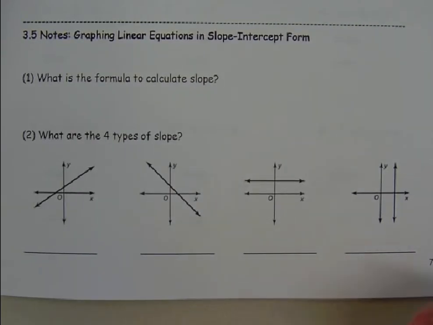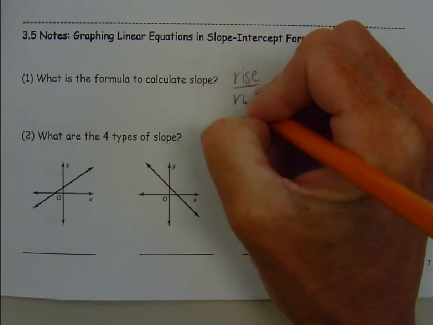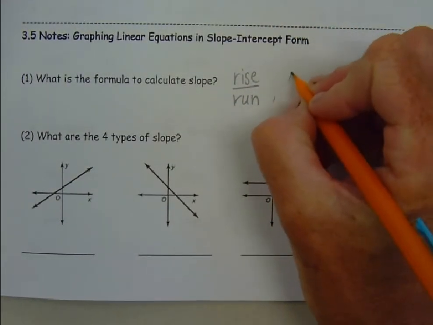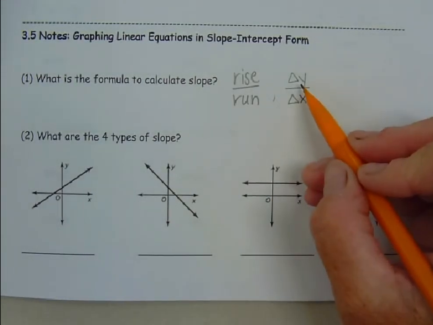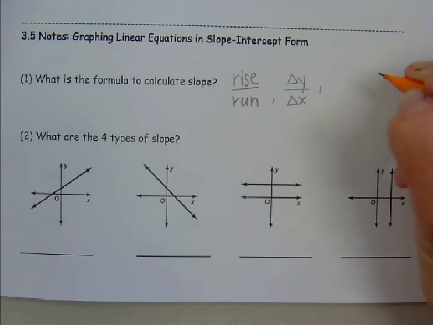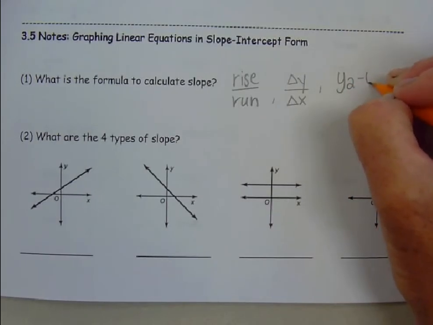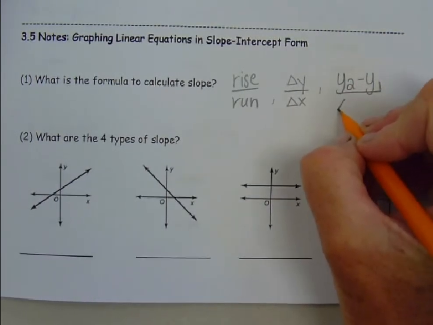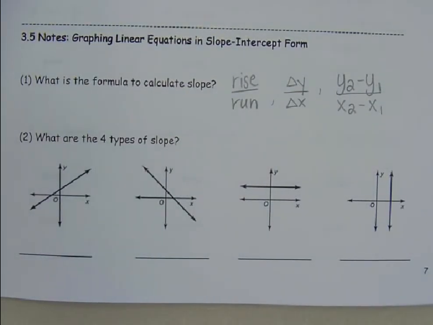If you recall, slope of a line is rise over run. It is your change in y's over your change in x's, and the mathematical symbol for change is a triangle. And if you remember, there is an equation to actually calculate the slope. It is your y2 minus y1 over x2 minus x1. So if you recall, those are all kind of three different ways to talk about slope.